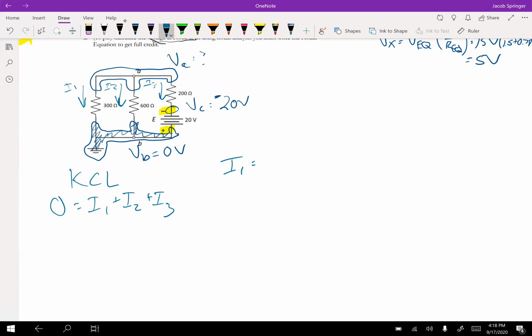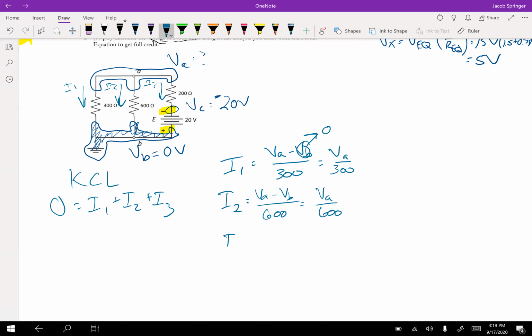I1 is equal to VA minus VB over 300. If you just thought, why is it VB? Why isn't it ground? Isn't it connected to ground? Well, VB is ground. So this is 0. So if you just wrote VA over 300, that would also be fine. I2, once again, is VA minus VB over 600. VB is once again the reference node. It is ground. Everything inside of B is 0. So it's VA over 600.